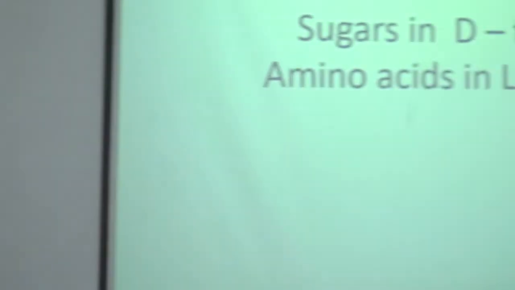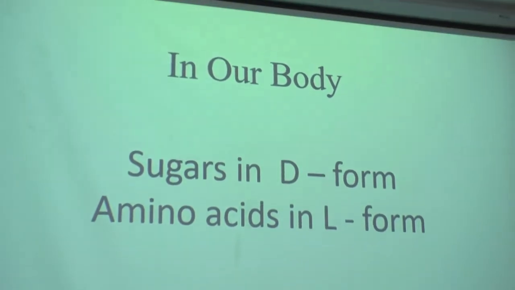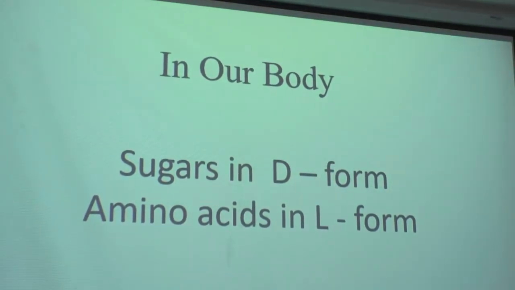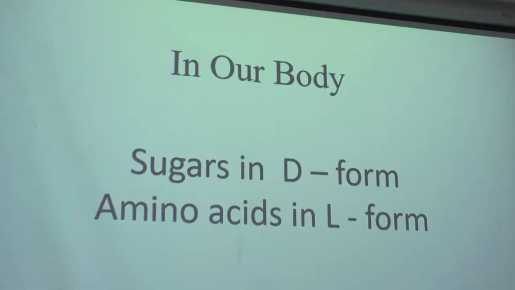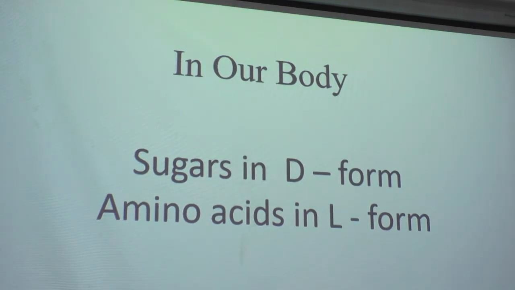Now it is found that in our body all the sugars are in D form and all the amino acids are in L form. If we had amino acids in D form, then what would happen? We don't have enzymes to digest peptides formed by amino acids.